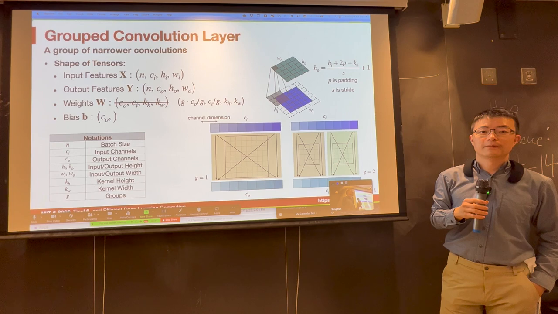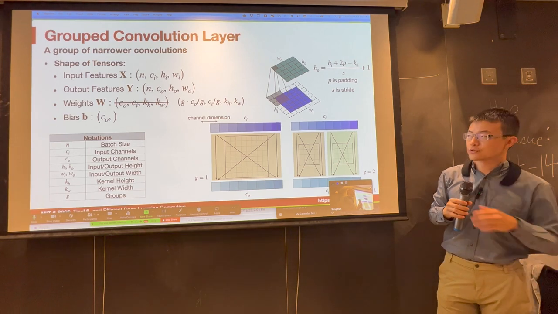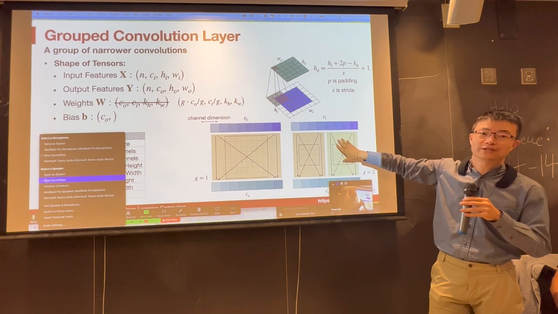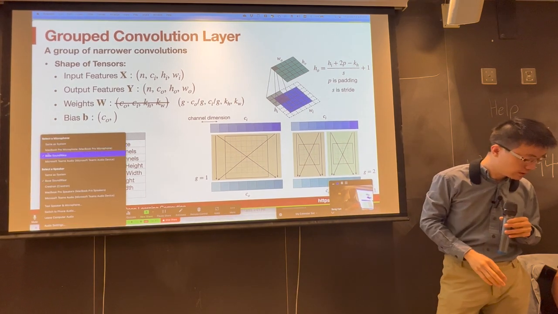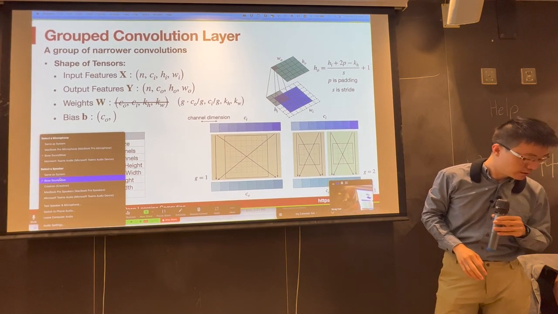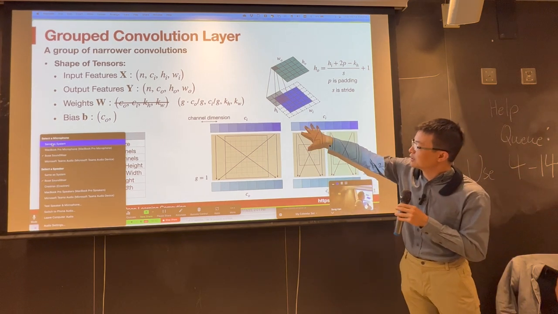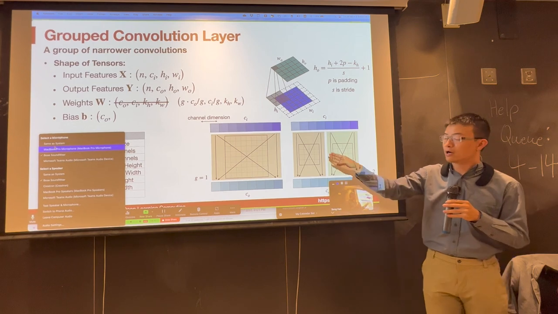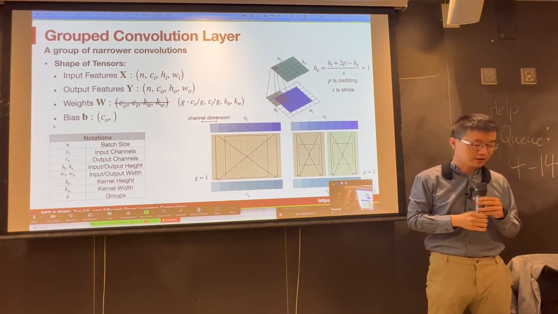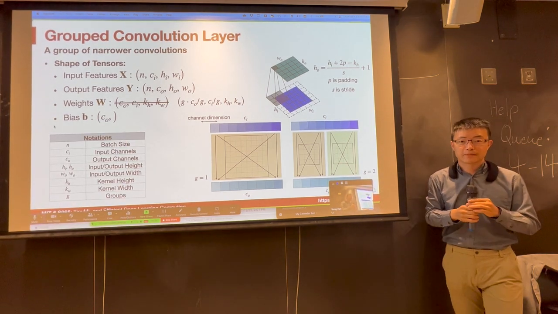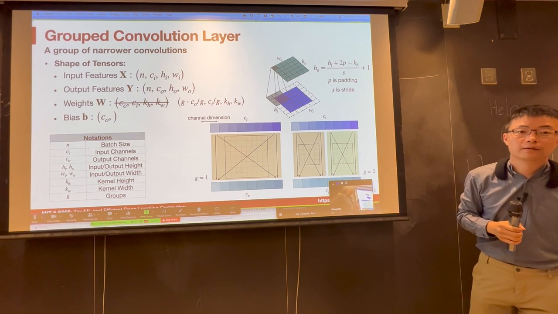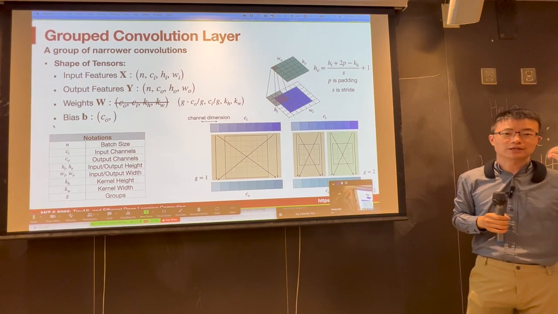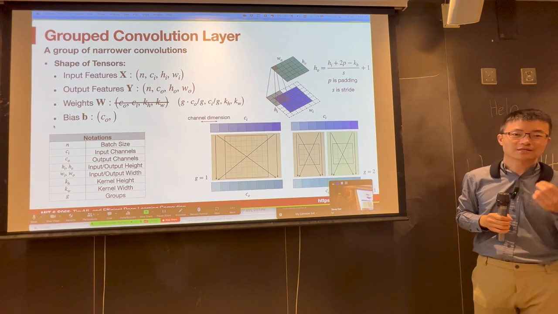The channels interact with each other. Well, these two groups, they don't interact with each other. So for the first group, within the group, they interact with each other. Among different groups, they don't interact with each other. Of course, that will be the balance between the amount of computation versus the latency versus the accuracy.